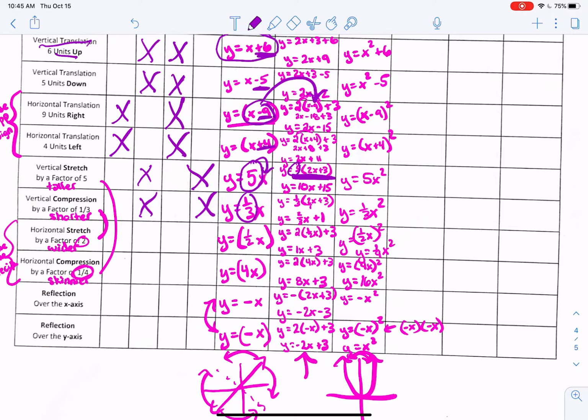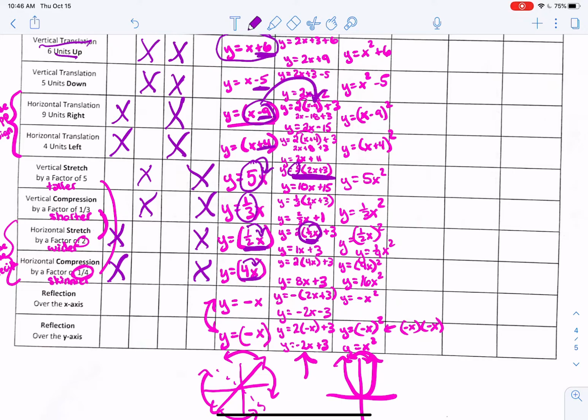The horizontal stretch and compression, that is inside of parentheses, but we're still multiplying the 1/2 and the 4. So still multiplying, I'm going to check those boxes, but because it's in parentheses and we literally put the 1/2 x inside of the 2x plus 3, that's inside of the function, that x right there, okay?